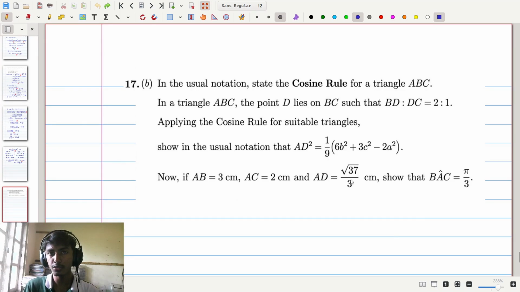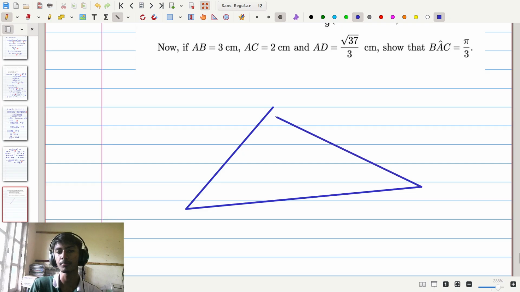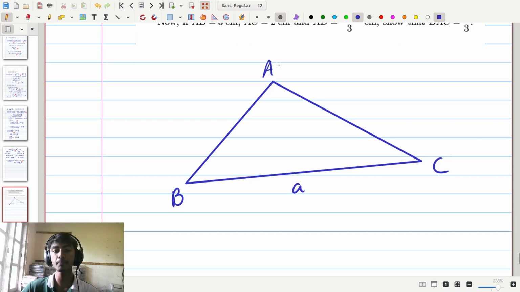Now to start off with this question, let's draw a triangle ABC in the usual notation. Given a triangle like this with vertices of capital A, capital B, and capital C, the side lengths opposite to those vertices will be labeled as simple a, simple b, simple c, and the angles at each of the vertices will be labeled by the same symbol as the vertex. So the angle here will be labeled as capital A, the angle here will be labeled as capital B, and the angle here will be labeled as capital C.